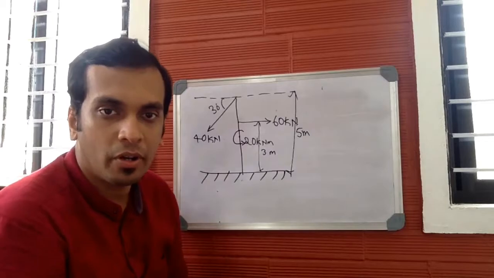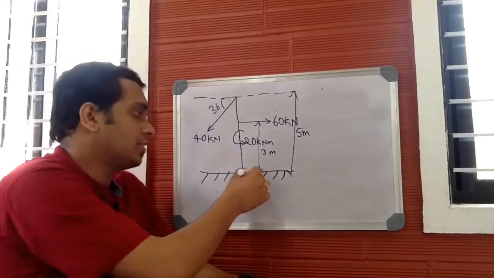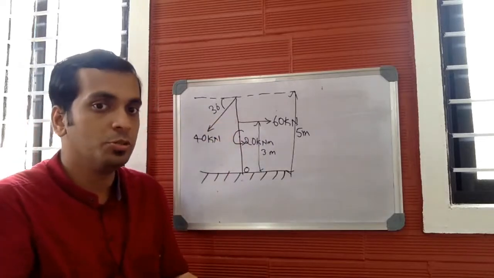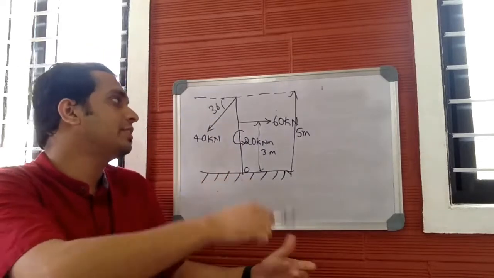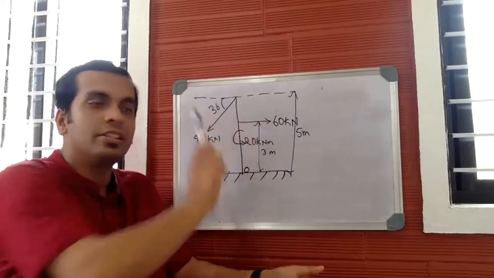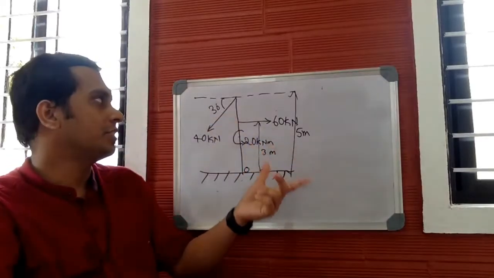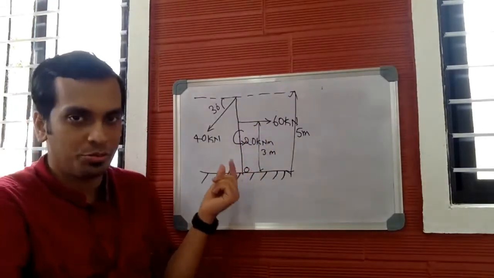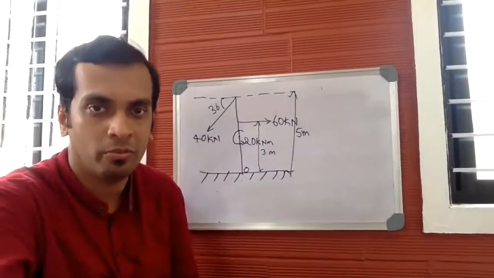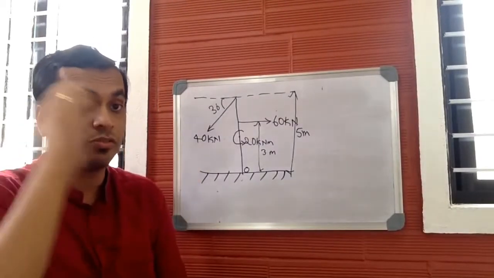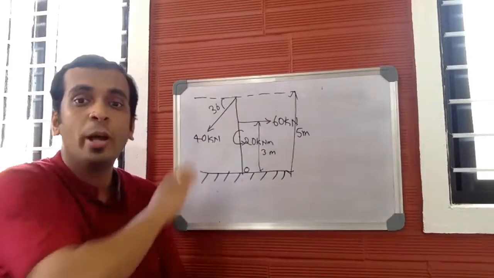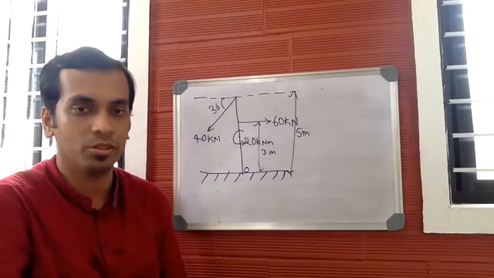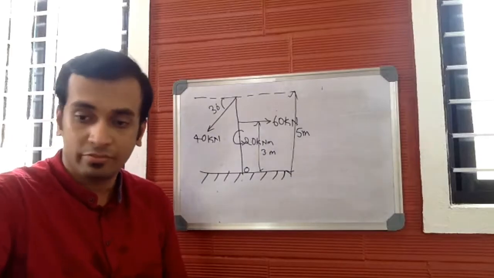The reference point is given as O. This is the reference point. As per the question, you are supposed to find the resultant of these two forces, both are non-concurrent, with reference to the point O. Hope I'm clear. O is the reference point here. So what is the first step?